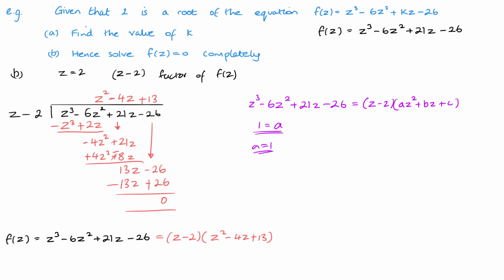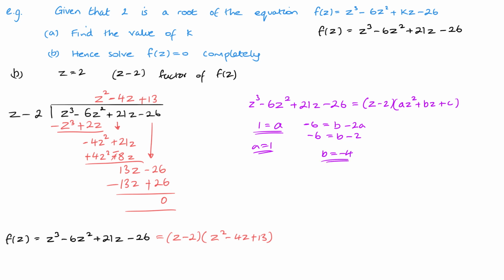Then when I'm looking at the z squared, that's minus 6 there on the left. And then how do I get z squared? Well, z times this, so it's going to give me bz squared, so just b. And then minus 2 times this z squared, so it's going to be minus 2a. So I'm just looking at the coefficients. And obviously, since we already worked out a, we know how this works. So b here is minus 4.